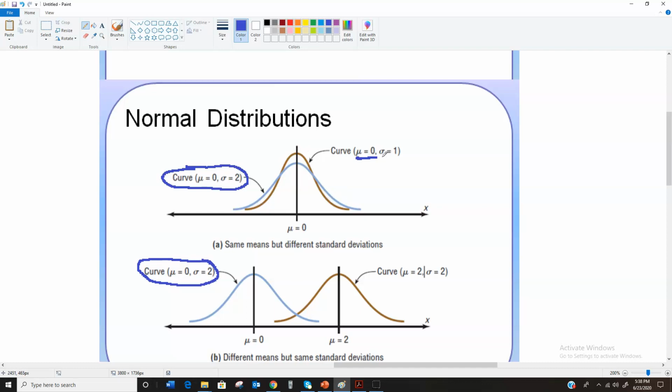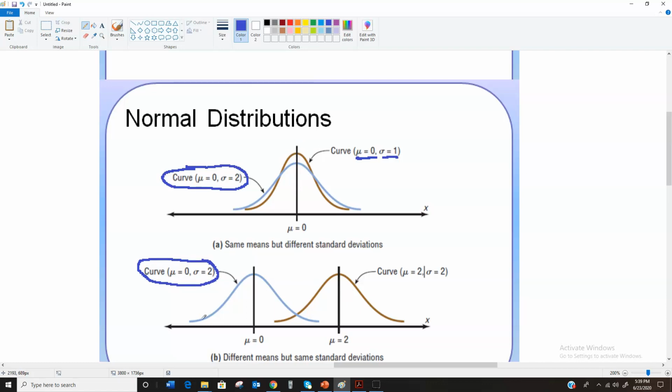And the reason is because this has a standard deviation of only 1. So the standard deviations are at 1, 2, and 3, whereas for the blue one they're at 2, 4, and 6. And so that makes the blue one flatter. It takes you longer to get to 3 standard deviations because you have to go out 2, 4, 6, whereas the brown one you only have to go 1, 2, 3. So these share the same mean, but they have different standard deviations.